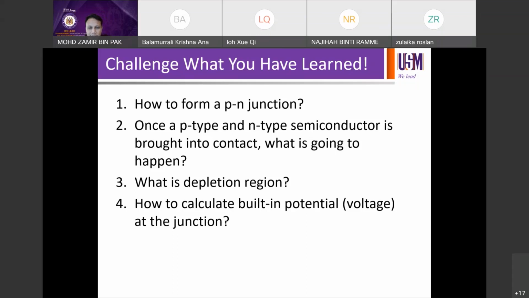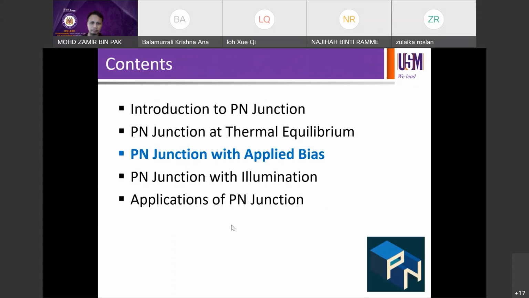So how do we then calculate the built-in voltage at the junction? We just discussed that. What's the VBI equation? VBI equals VT ln NA ND over NI squared. Good. So those are the things that you have to understand in the topic of PN junction at thermal equilibrium. So let's move on to bias.